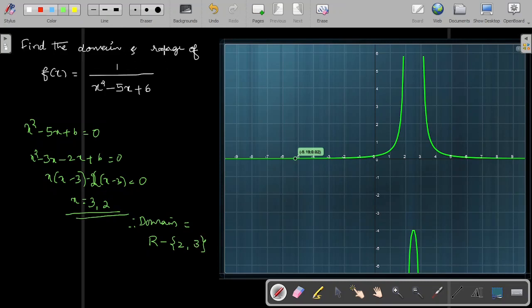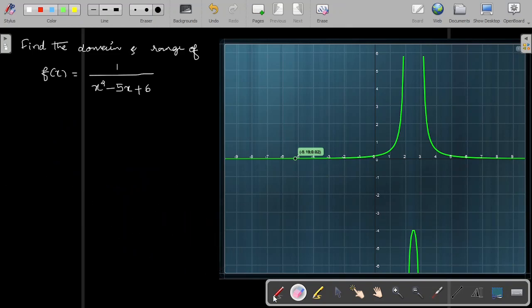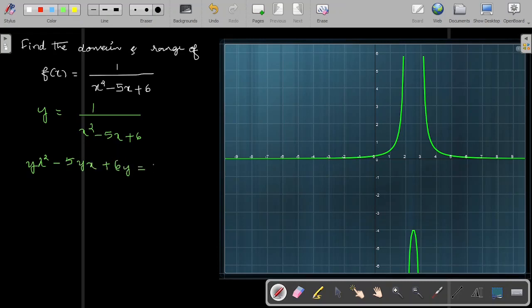Next, to find the range algebraically, we take the given function as y and we have to get the condition on y. So, y = 1/(x² - 5x + 6). Let us simplify this: x²y - 5yx + 6y = 1. So, you take it to the left hand side, and you will get x²y - 5yx + 6y - 1 = 0.